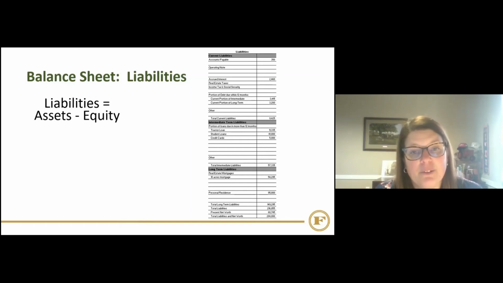$20,000 asset value minus the $5,000 equity that you already own from your down payment, that leaves you $15,000 of debt left on the car.